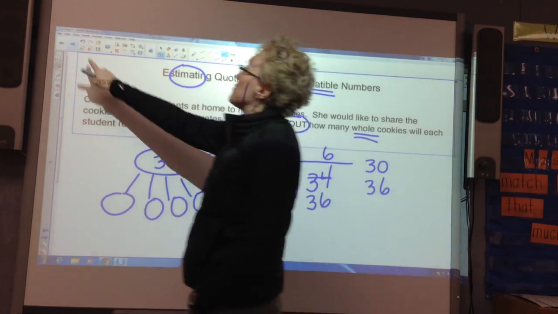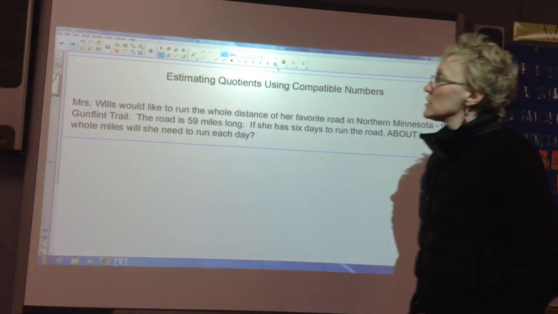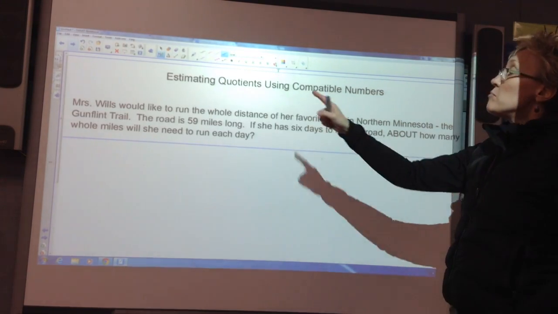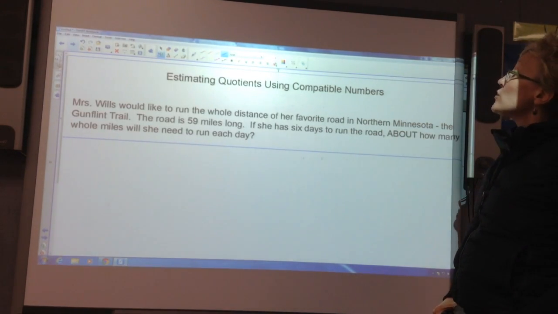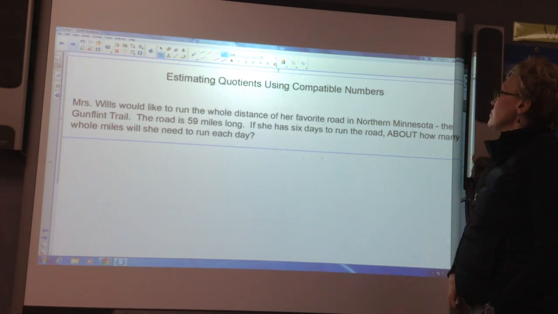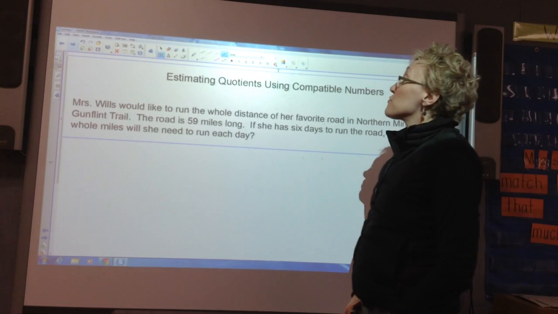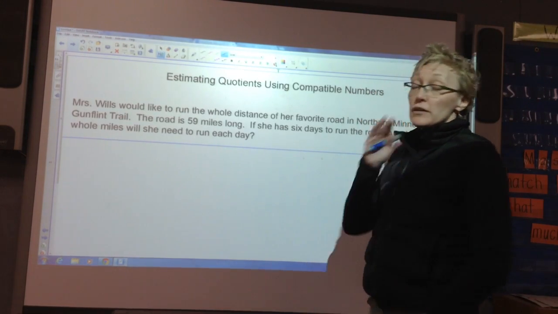Now if we tried a different problem, let's take a look at estimating quotients using compatible numbers with a slightly bigger number. Mrs. Wills would like to run the whole distance of her favorite road in northern Minnesota, the Gunflint Trail. It's true. The road is 59 miles long. That's true.